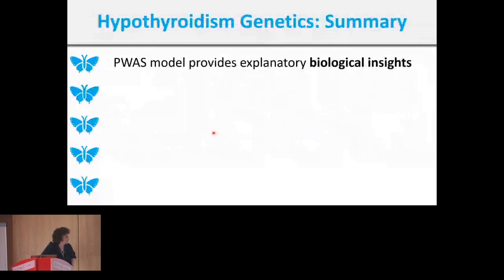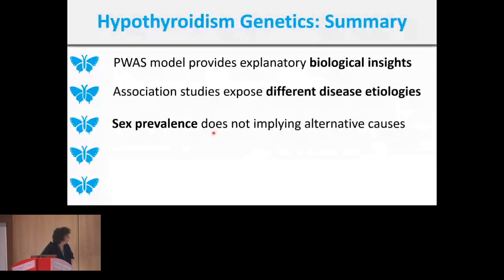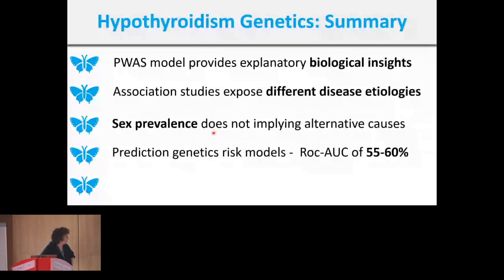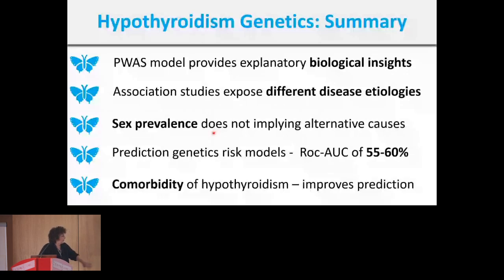I hope I convince you. The association studies expose different disease etiology. I hope I convince you. Sex prevalence does not, in this case, imply alternative causes. The prediction genetics risk model is pretty good. And I didn't talk about comorbidity, but that's important, because we are looking at whether the disease comes first or comes later. I don't talk about it.